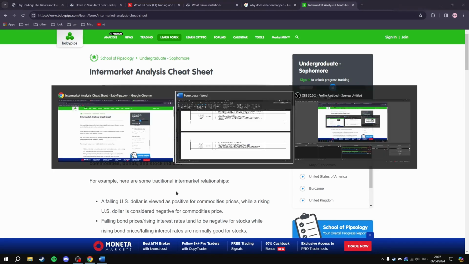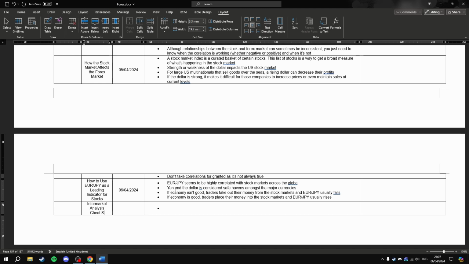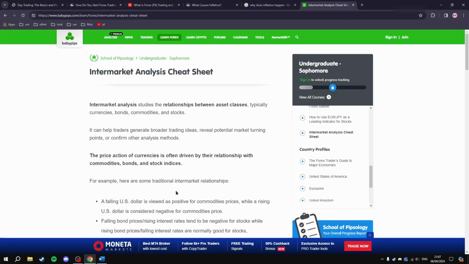Intermarket analysis cheat sheet. Intermarket analysis studies the relationship between asset classes, typically currencies, bonds, commodities, and stocks.